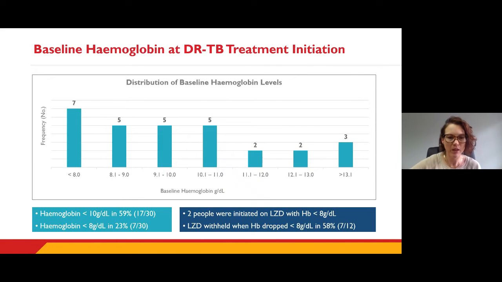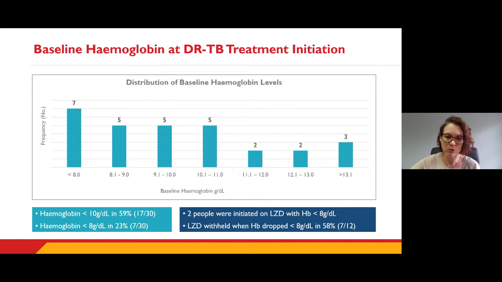So just looking a little bit deeper, we had obviously high rates of myelosuppression, and we know from the risk factors that we've covered already that there were high rates of baseline anemias. So we broke that down into ranges, and as you can see, 59% actually had a hemoglobin that was under 10, so 17 out of the 30, and in fact 23% had a hemoglobin under 8 at the time of treatment start. And when we looked at those files, we found that there were 2 people that were started on DRTB treatment with the HB below 8.